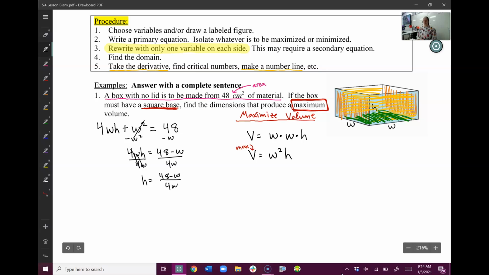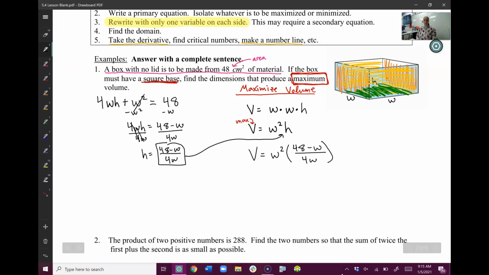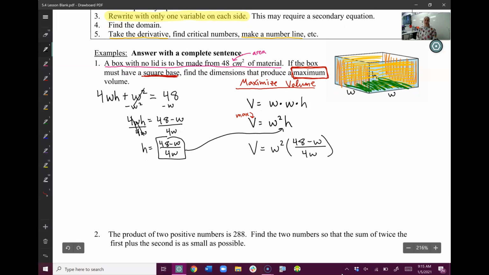Okay, there we go. And then I'm going to plug that H equation in for H. So now let's go back to our main thing. Rewrite with only one variable on each side. On the left-hand side, I have only V's. On the right-hand side, I have only W's. Check. So now that I have it with only one variable on each side, I can take the derivative.